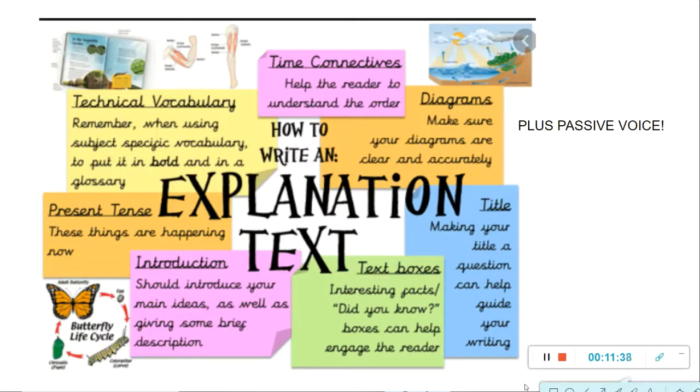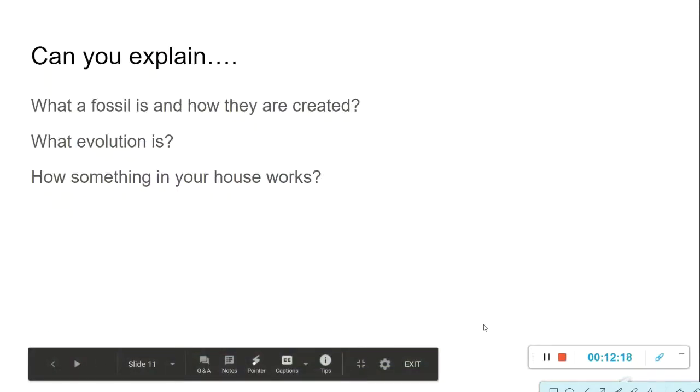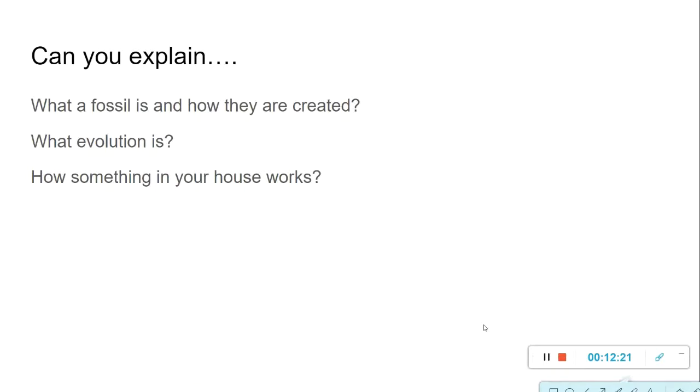Now, you're usually writing in the present tense. Evolution is. So when a something dies, it is covered by a layer of. So that is present tense, and also an example of passive voice. See if you can verbally do this. Have a go at just saying it out loud. Explain what a fossil is, how they're created, what evolution is, or how something in your house works. And look back at that poster about things that need to be in explanation text when you're writing about fossils on Friday.